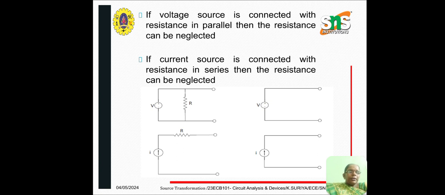One important thing in source transformation is that if we have a voltage source in parallel with a resistor, the resistor need not be considered. You can neglect the resistor. Similarly, if we have a current source in series with a resistor, that resistor also can be neglected. This is the diagram which represents that. In both the diagrams the resistors are neglected.